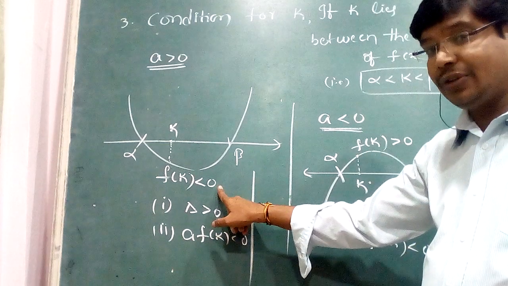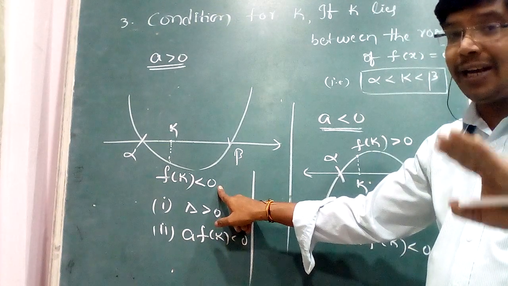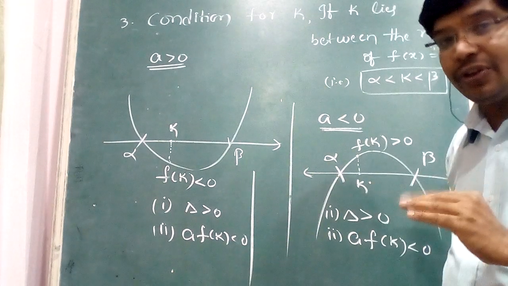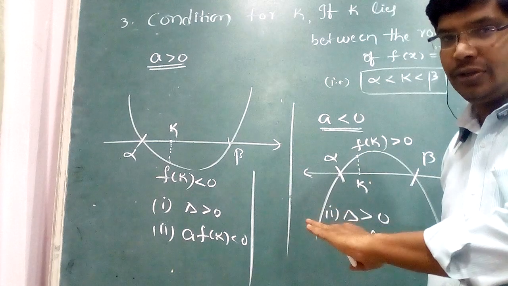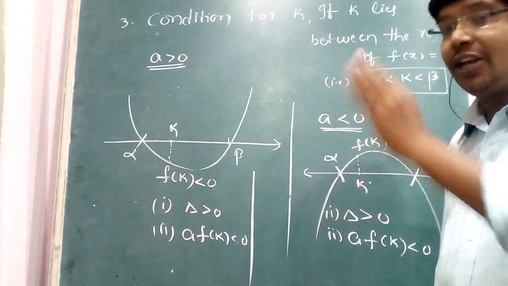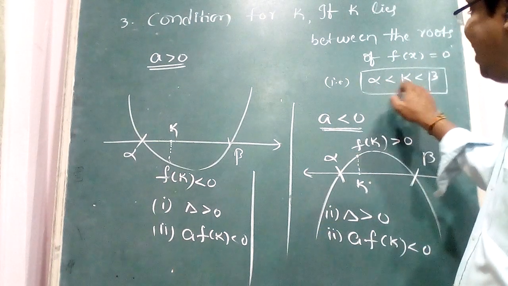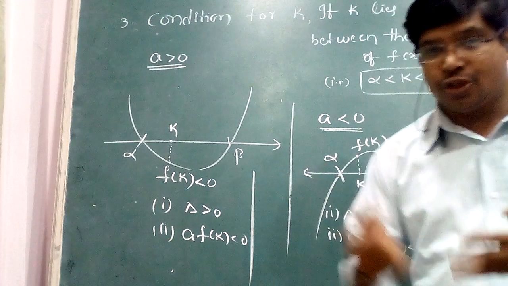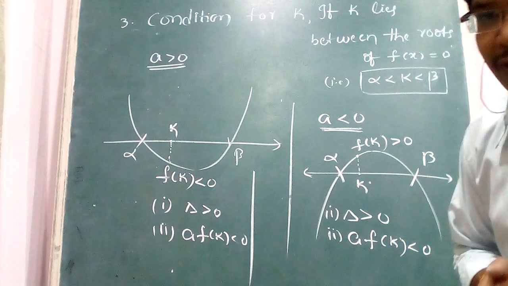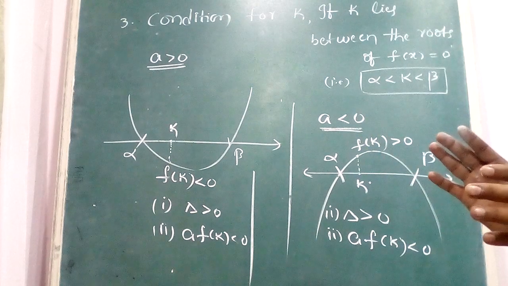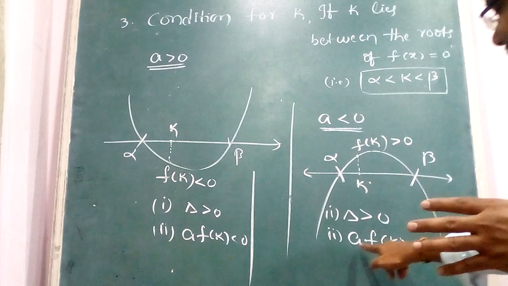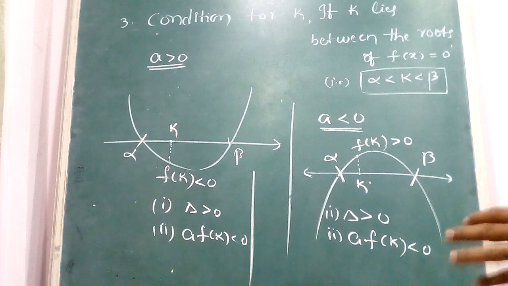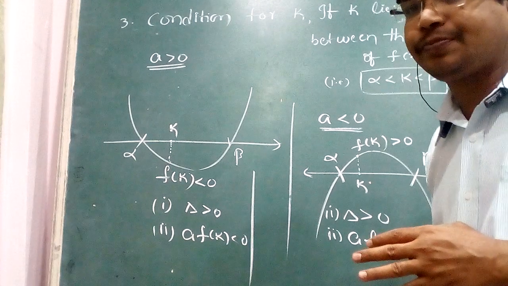First one is alpha comma beta less than k. Second property of location of roots is alpha comma beta greater than k. Third property is alpha less than k less than beta. In this one, delta is positive and a into f of k is negative, that is less than 0.